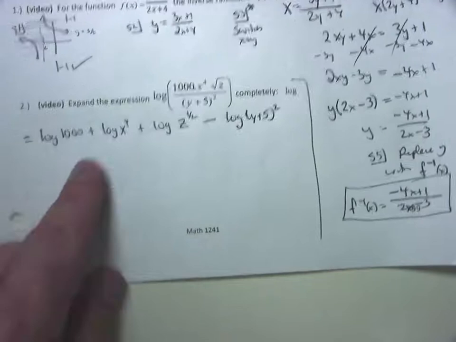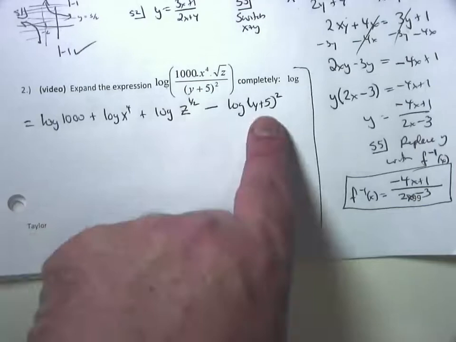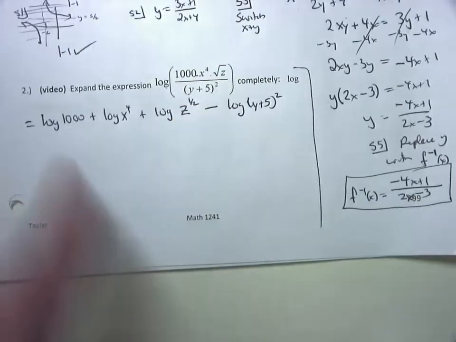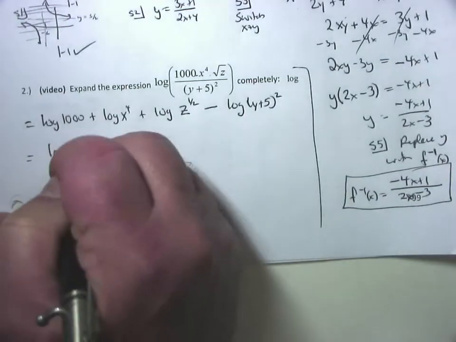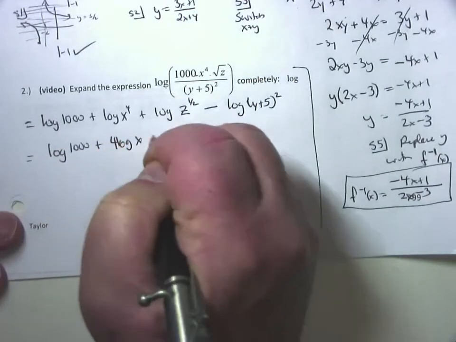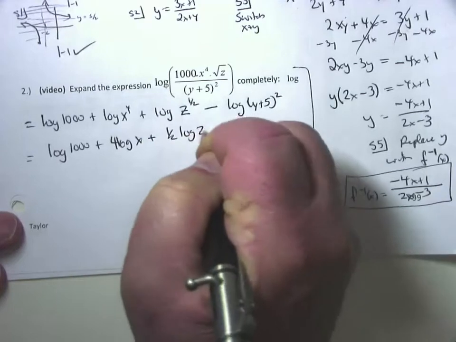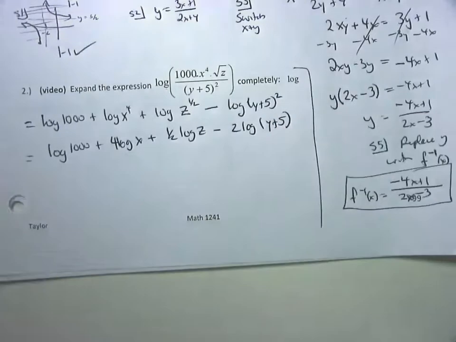Multiplication turned into addition. Division turned into subtraction. And if it's in the denominator, you subtract it. If it's in the numerator, you add it. Where do powers get to go? Out front. So this is equal to the log of 1,000 plus 4 log of x plus 1/2 the log of z minus 2 log of y plus 5. Does that make sense? You've got one more thing. Break down 1,000 for me, please. What exactly is 1,000?